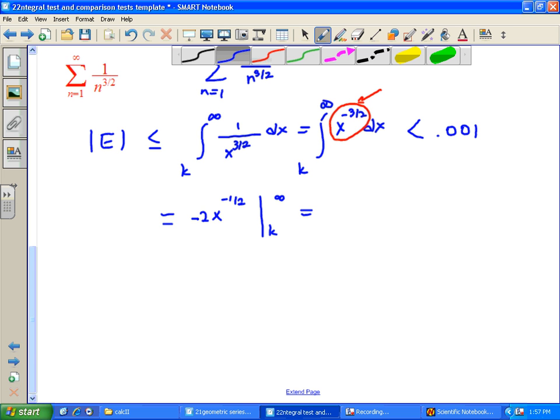Okay. I'm going to rewrite it. This is negative 2 divided by root x. Would you all agree with that? Because x to the negative a half means put it down and it becomes x to the positive a half. And now what is this going to do as x goes to infinity?